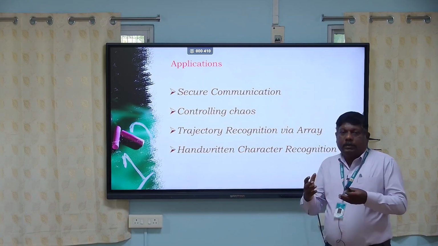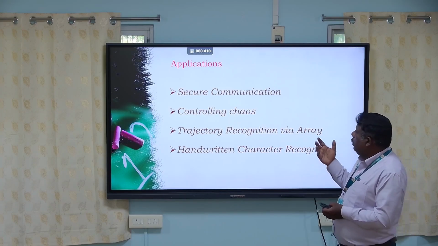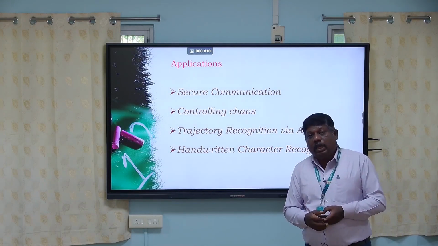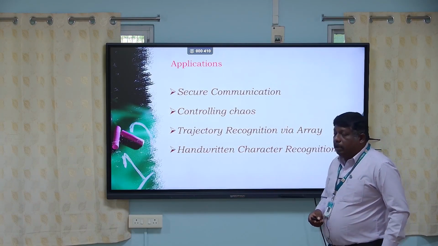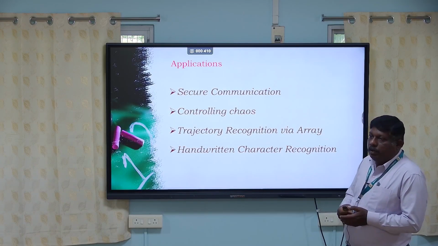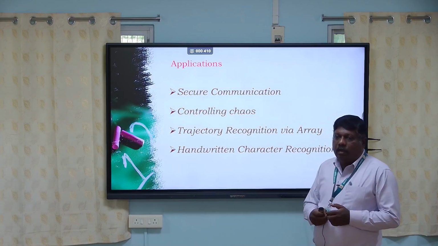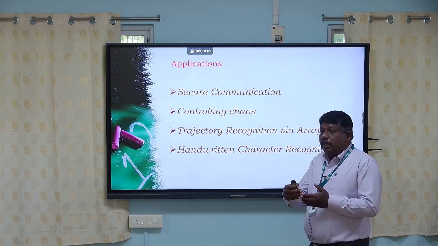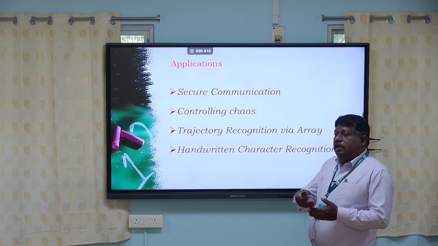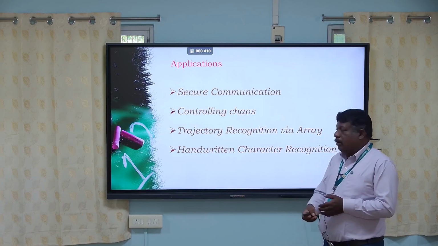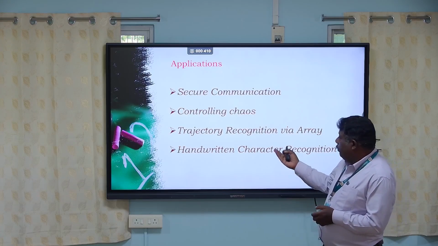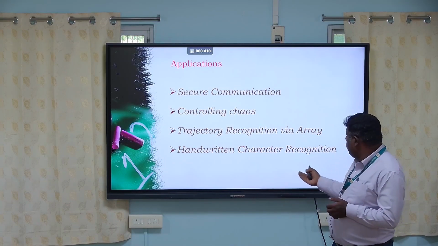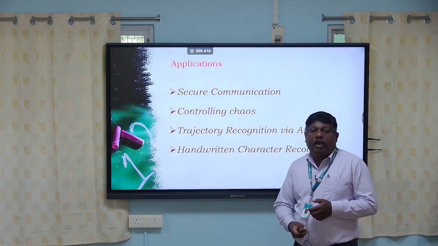So we observed the oscillations, and coming to the applications, this oscillator can be used in secured communication and controlling the chaos. If chaos can be controlled and changed to a sinusoidal or some limit cycle oscillations, then it can be used for trajectory recognition via arrays and handwriting character recognition. These are some applications.